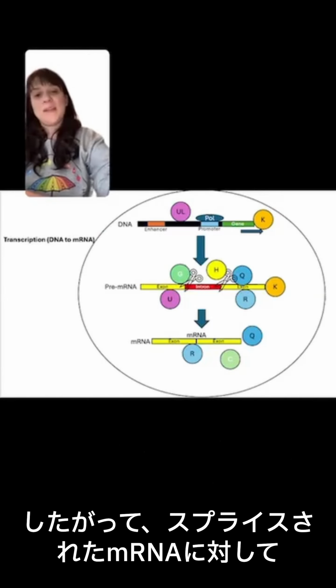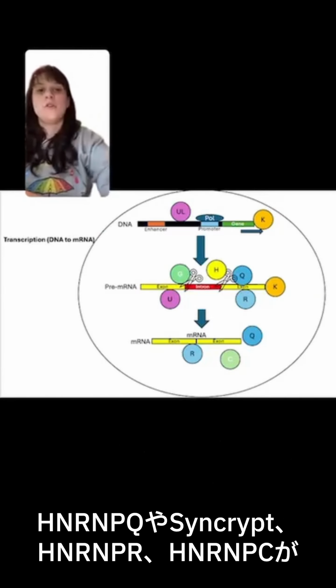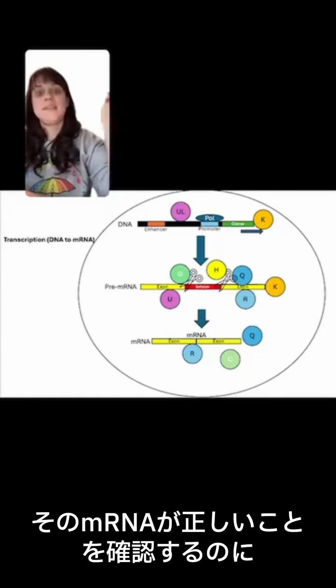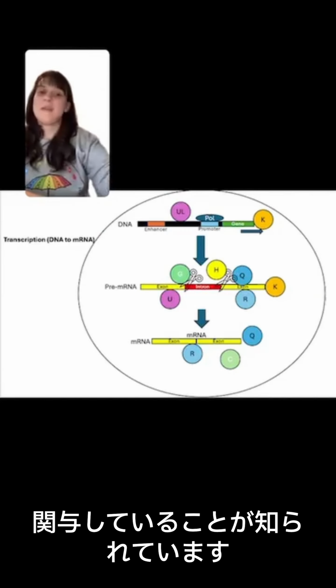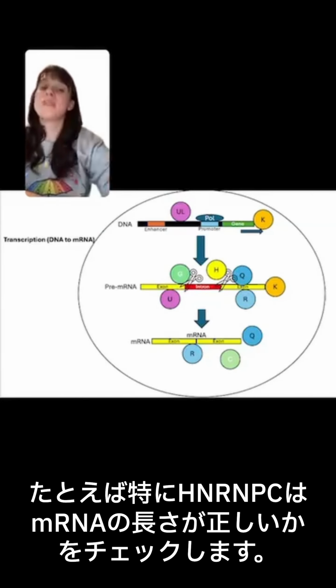So once we have our spliced mRNA, HNRNP-Q or SYNCRIP, HNRNP-R, and HNRNP-C are known to be involved in confirming that that mRNA is correct. For example, HNRNP-C in particular is known to make sure the length is correct for each mRNA.